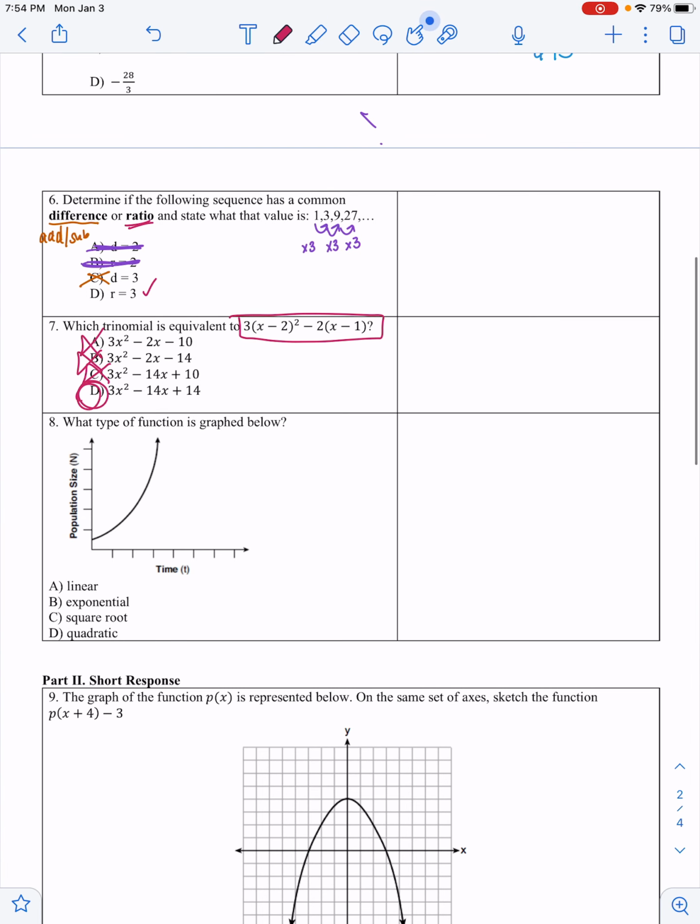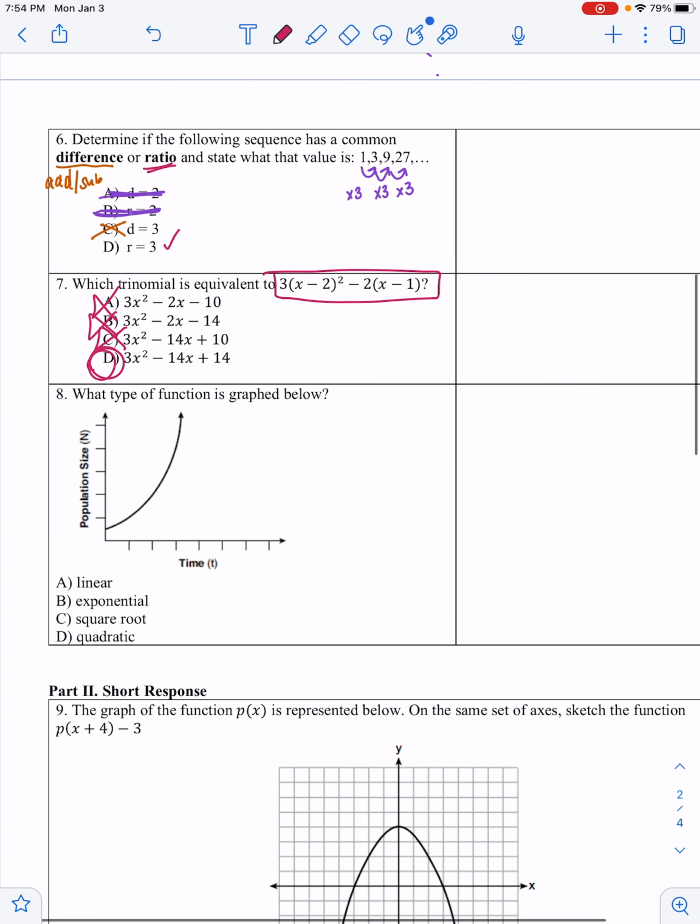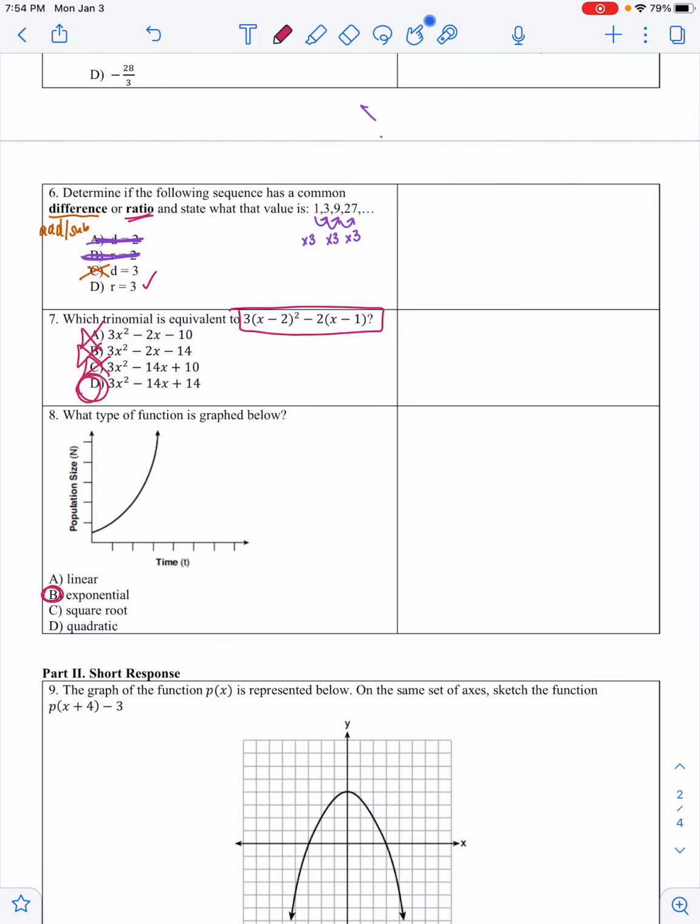What type of function is graphed below? Remember, this is going to be an exponential function, but let's go over each of those. Linear function. I'm just going to draw them here. A linear function looks like a line. So a linear function would look like this. This one was exponential.